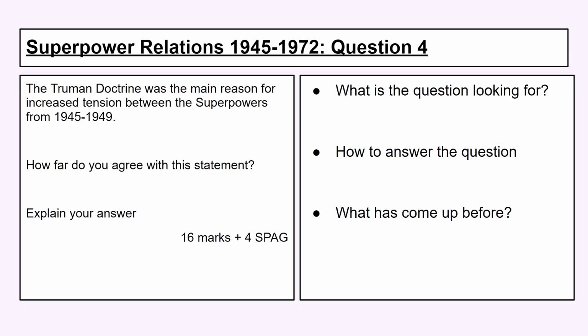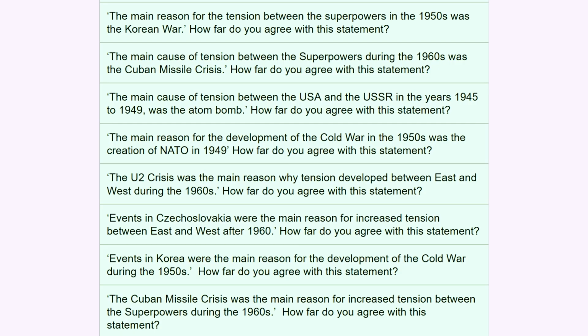So what's come up before? I'm going to put these questions up on the screen for you to have a look at. Notice it tends to be quite big events that they talk about here. And there's 3 time periods, like we said, 45 to 49, 50s and 60s. It tends to be quite straightforward. Just watch out, there's quite a sly question. It's the 4th one down. The main reason for the development of the Cold War in the 50s was the creation of NATO in 1949. Just make sure you are talking about the right time period there. I imagine a lot of students would have seen NATO 1949 and assumed the question was about 45 to 49.